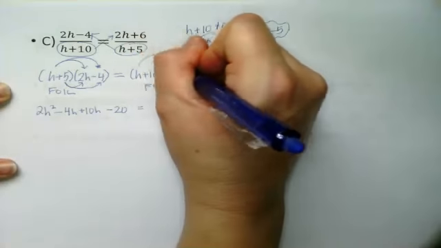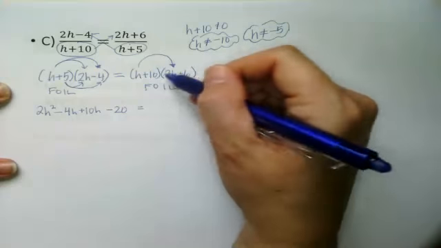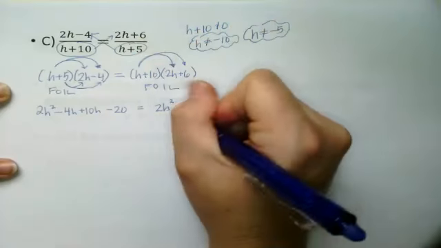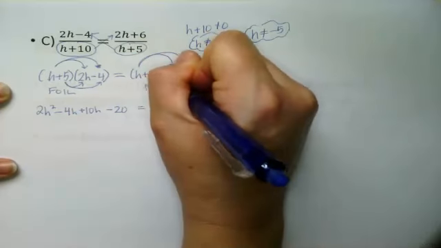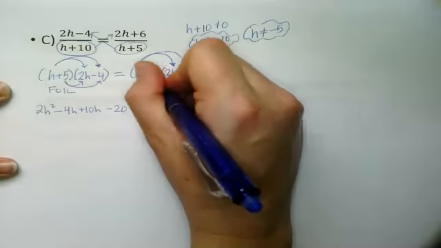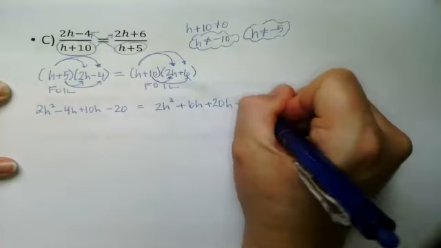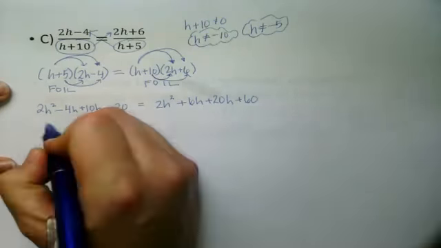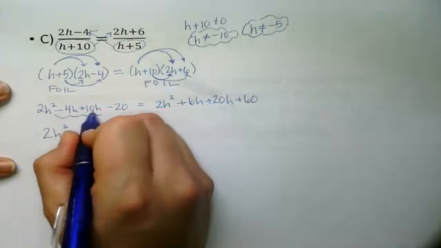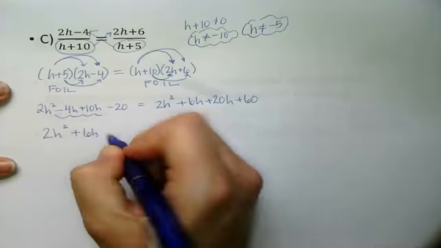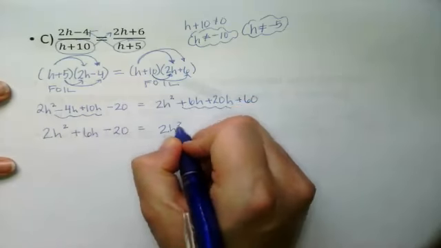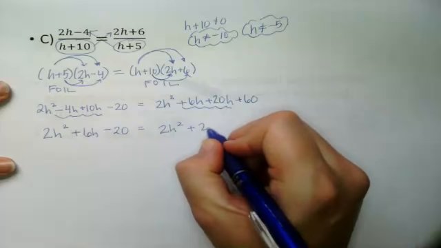On the right-hand side, h times 2h is 2h squared. H times 6, positive 6h. 10 times 2h, positive 20h. And 10 times 6 is 60. Before I do anything, I want to look to how to simplify my equation. Negative 4h plus 10h gives me 6 positive h's left over. And here, 6h plus 20h would be 26 h's.